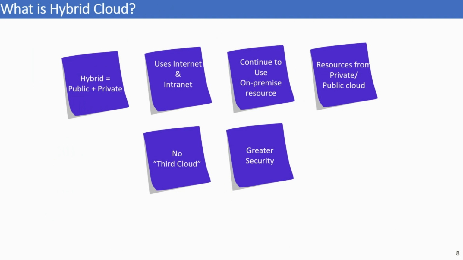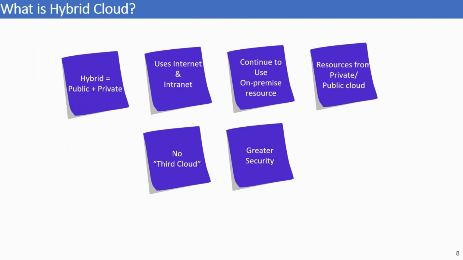So here in hybrid cloud, it uses both internet as well as intranet to communicate and exchange data between public and private networks. With hybrid cloud, you can continue to use on-premises servers while adding new servers in the public cloud, that is Azure, for example. You can choose a resource, say a database server, between on-premises and the public cloud in the hybrid cloud model.